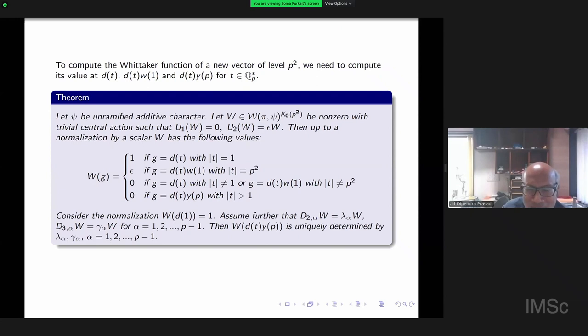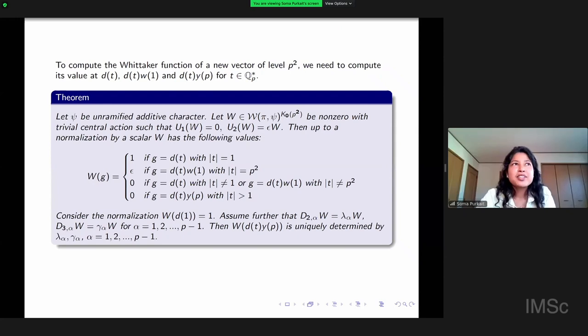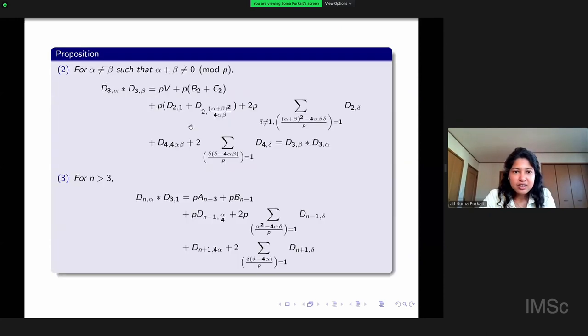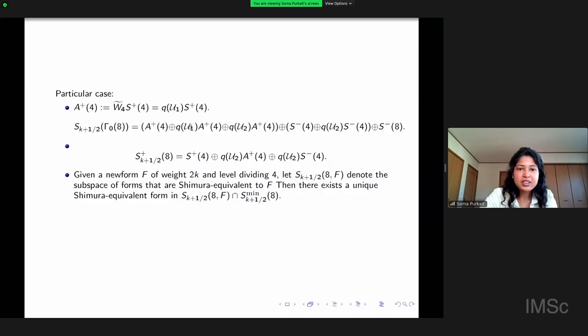Okay. Just one last question. How do you think about the Kohnen plus subspace? Okay, so the Kohnen plus subspace. The way it comes into our picture is this. Maybe I should go to this one, which I didn't quite cover over here. If we look at just the level 8 case, then S_{k+1/2}(gamma naught 8) is given by this decomposition. And this is what corresponds to what we look at in S_2k(4).